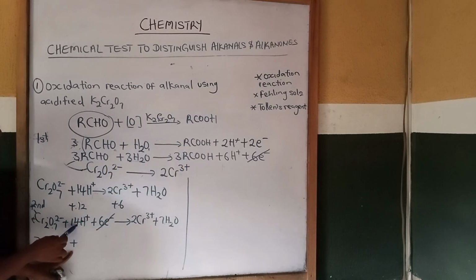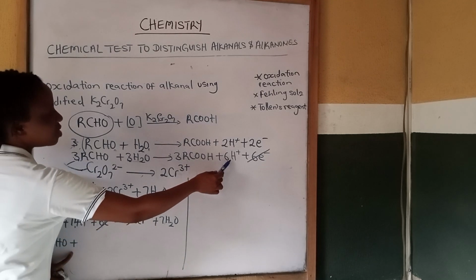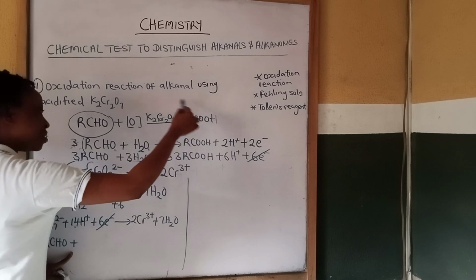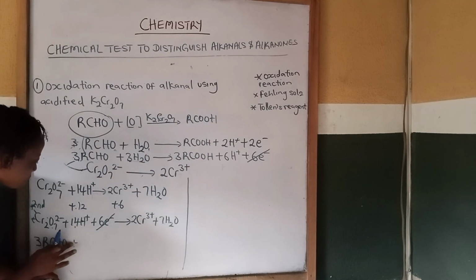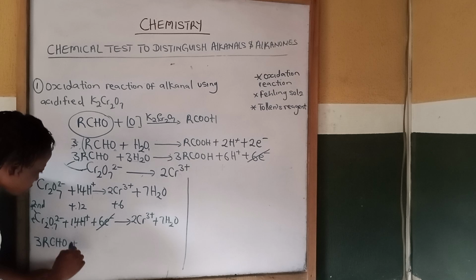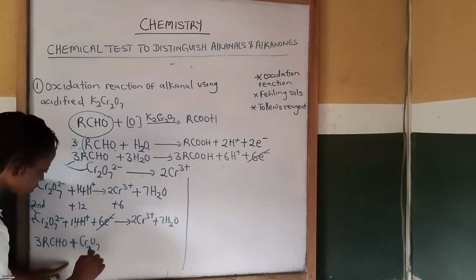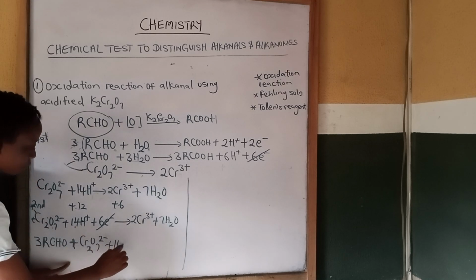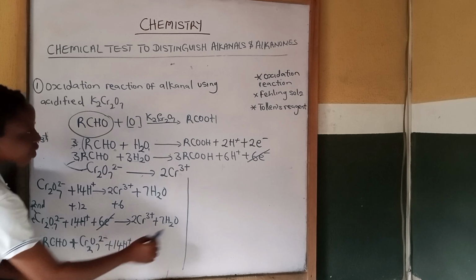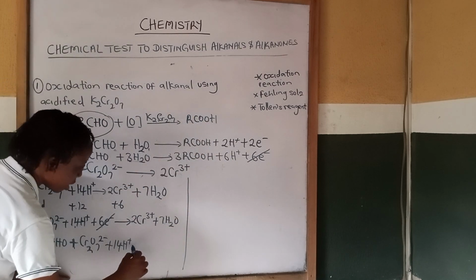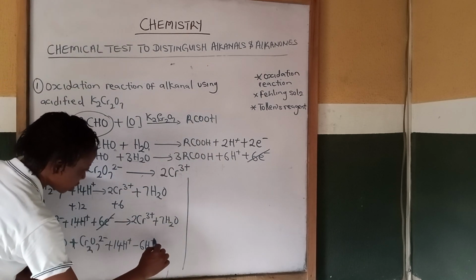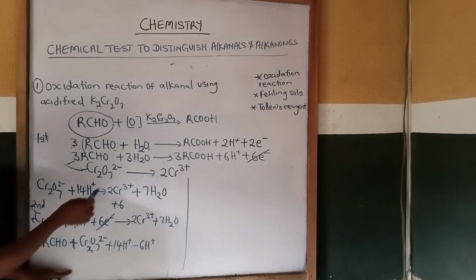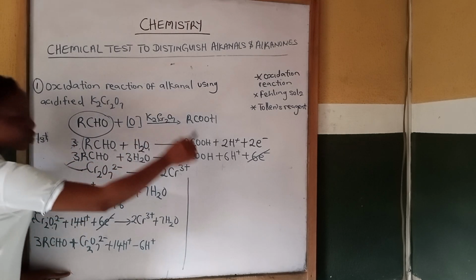Then at this side we have 14 hydrogen ions here. At this side we have 6 hydrogen ions. So we are going to move these 6 hydrogen ions to this side. So that will be plus Cr2O7 2-, that is the reactant side here, plus 14H+. Then we move 6H+ to this side, minus 6H+. Then all reactant side at this side. Then we have to move water to this side now.